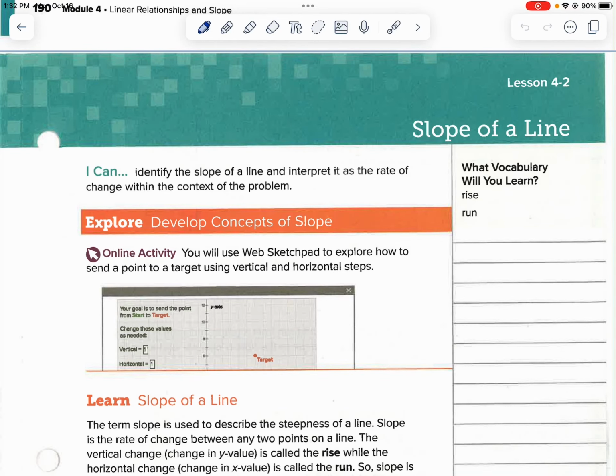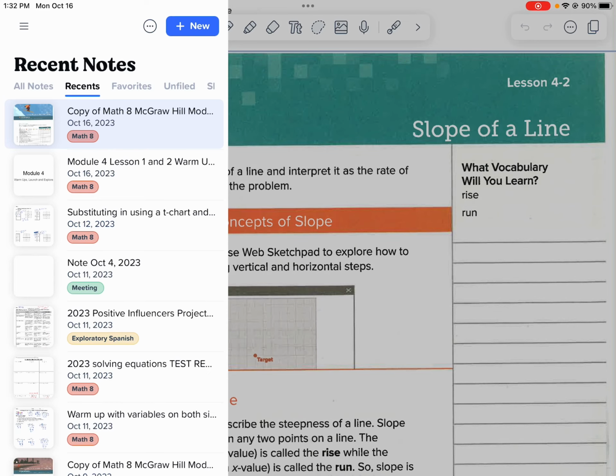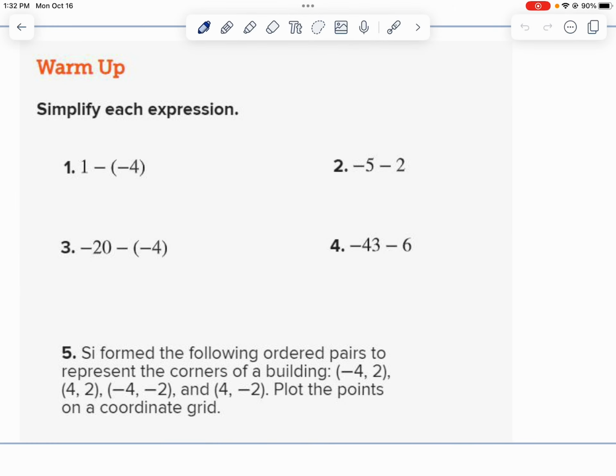We're going to be talking more about the slope of the line. Go to our warm-up for today. And let's do our warm-up. So 1 minus -4. Remember that the negative is going to make a plus sign. So now we have 1 plus 4, which is 5.